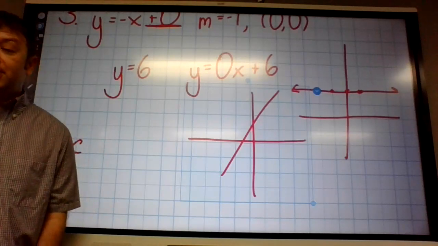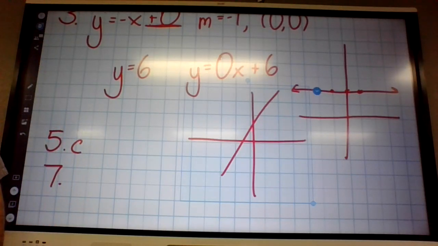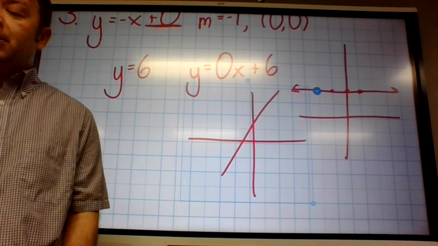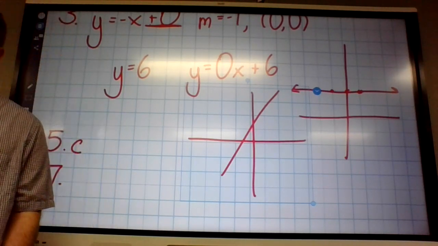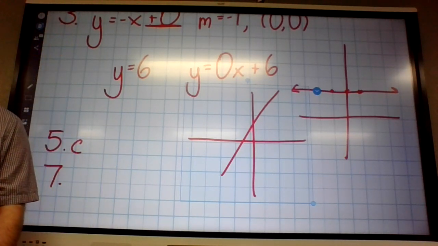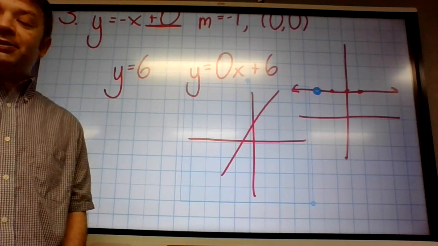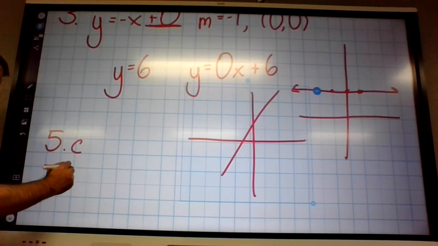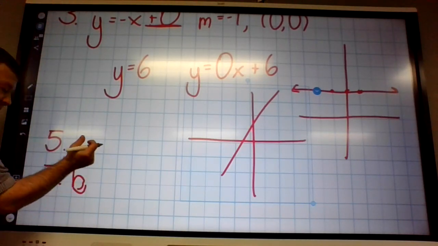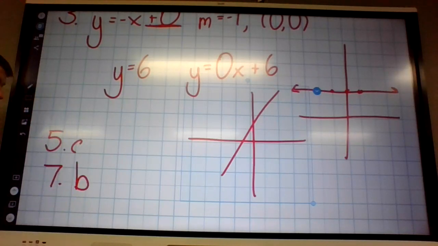Now number 7 says y equals -2x, so it has a negative slope. So which graphs have a negative slope? B and D. And the y-intercept is +1. So option B is crossing the y-axis up above. Positive, so B.